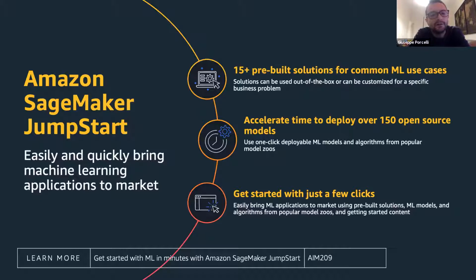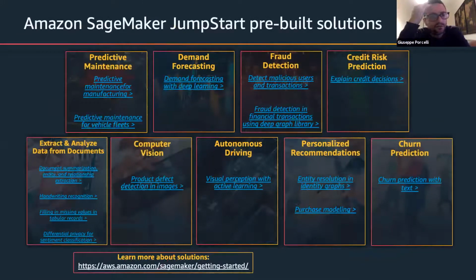Also, Jumpstart is integrated with popular model zoos to allow you to deploy pre-trained models quickly, and also do some fine-tuning for certain specific models. Just to give a sense of what the solutions are, we have predictive maintenance, demand forecasting, fraud detection, credit risk prediction, and so on, personalized recommendation, computer vision, and so on. And well, it's nice because you just pick the solution, and then via CloudFormation, the whole architecture is created in your account. So, well, you don't have to worry about networking, security, all these topics that are pretty sensitive.